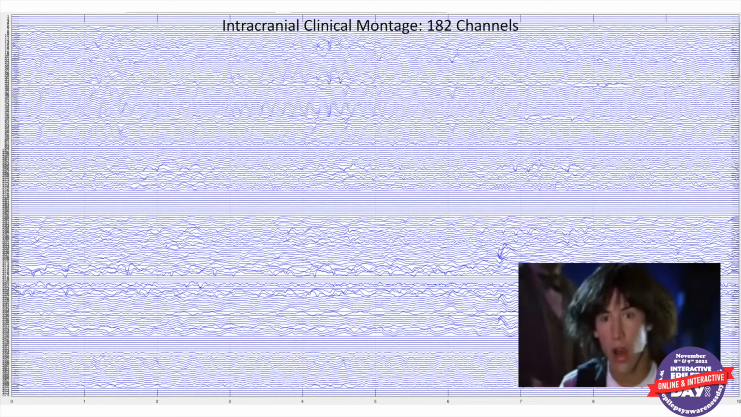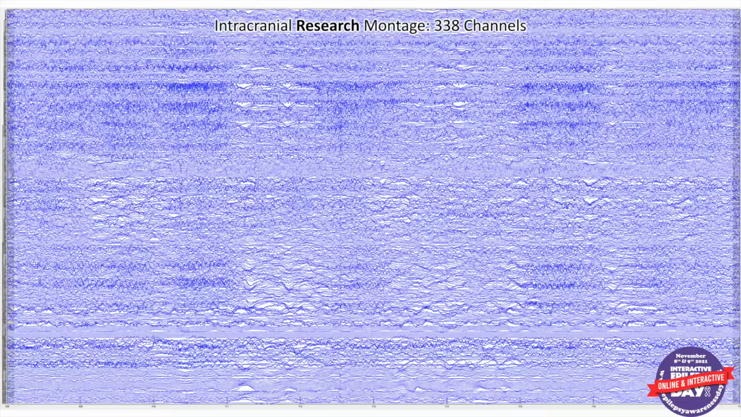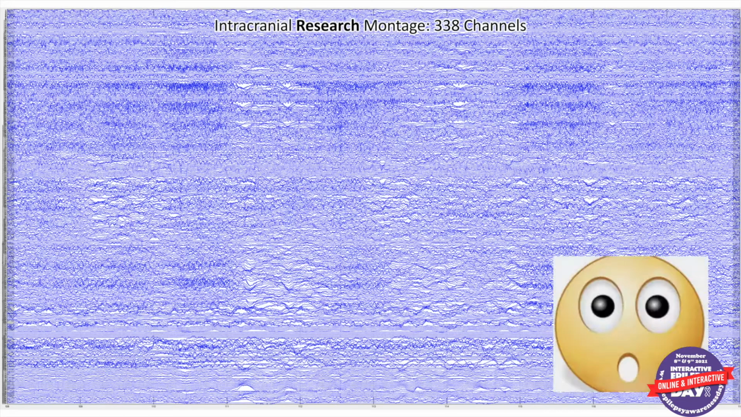This is a clinical recording. This is actually with our new research grids that Dr. Chang, our epilepsy surgeon, uses. If we were to look at all the electrodes, this is 338 channels. To that, you might say, double whoa. That's a lot of information.